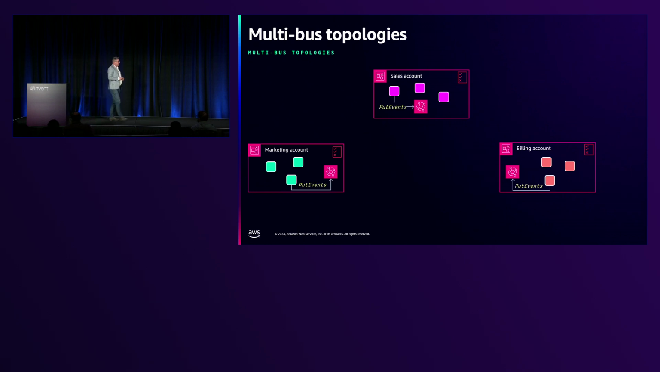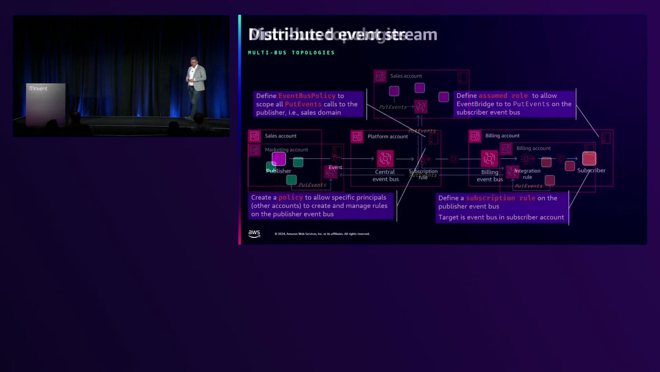Multi-bus topologies look a little bit like this. There is no central bus that anything flows through. The relationships that subscribers have are going to be directly with the publishers of those events. So now, the control of this is more in the hands of application teams, right? Again, looking at more of a decentralized approach to application integration.